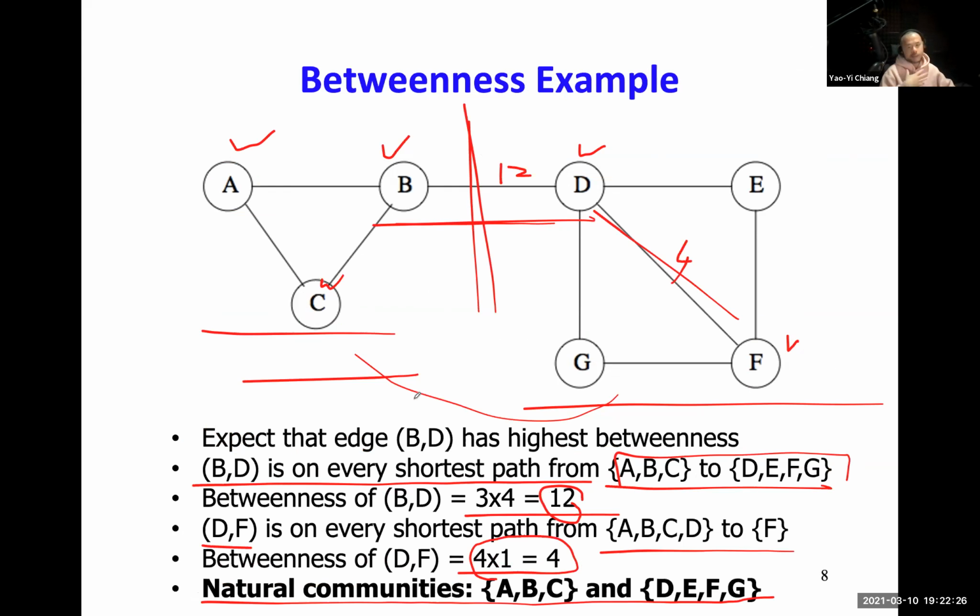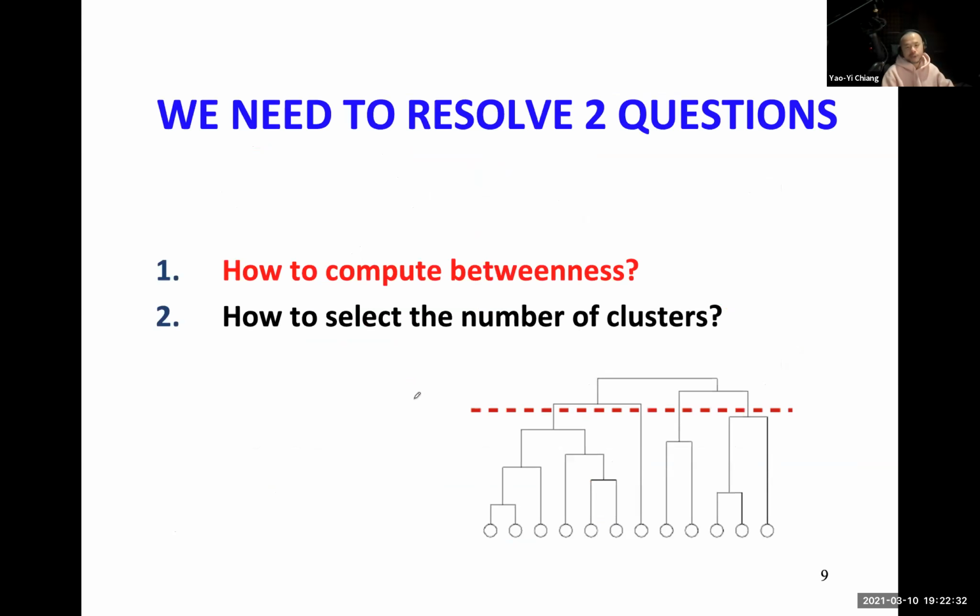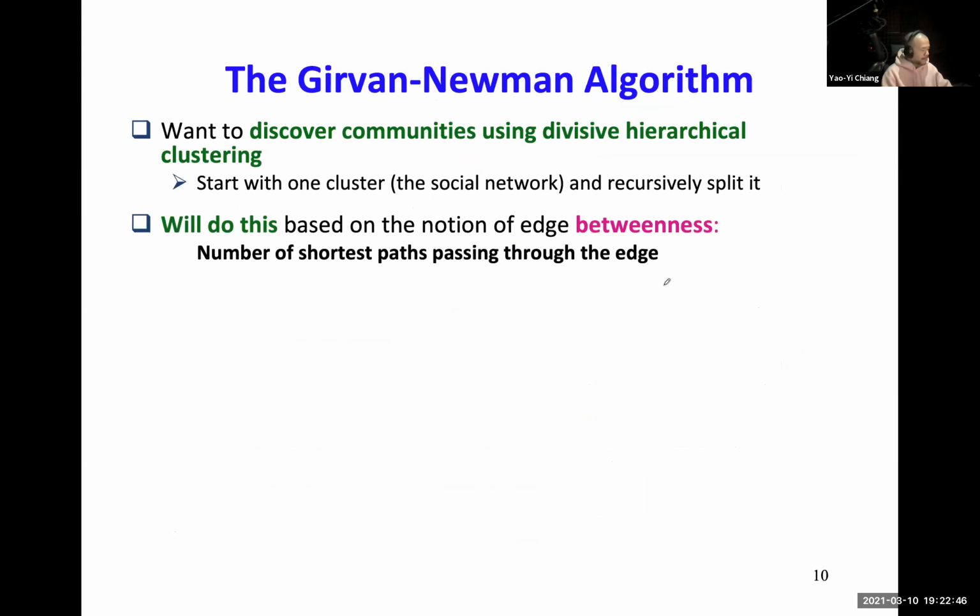And I showed you this concept of betweenness. But the real question is, how do we compute the betweenness? And how do we select the number of clusters? I think we will be able to finish this today. So that's the Girvan-Newman algorithm.